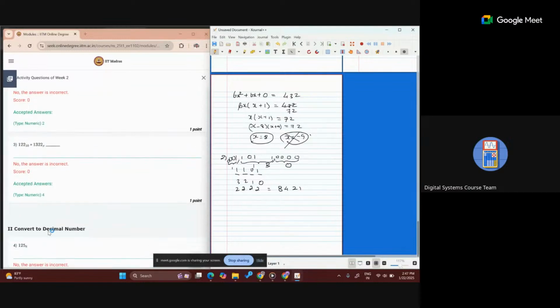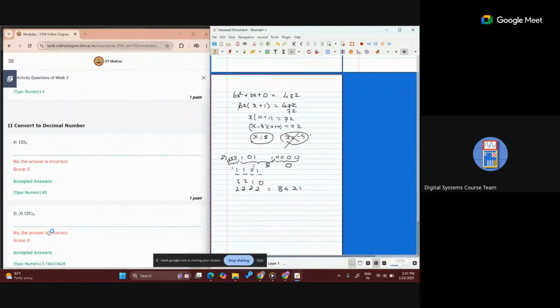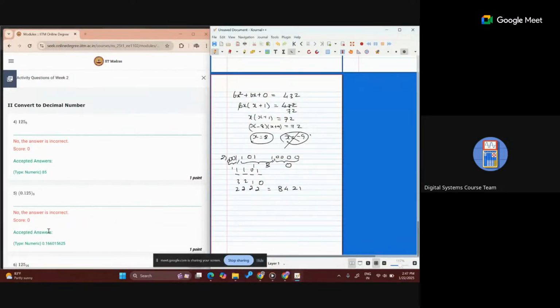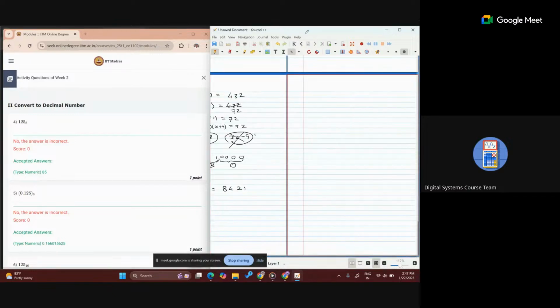I think the same case applies for the next problem. To convert this given octal number to a decimal number, the same formula applies: 5 into 8 power 0, 2 into 8 power 1, 1 into 8 power 2, and the resultant value, if you add it up, you get the answer as a decimal value.